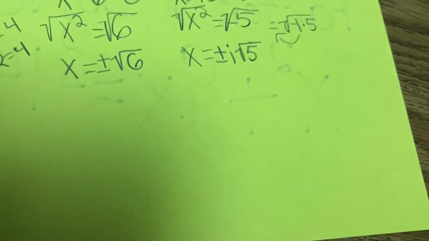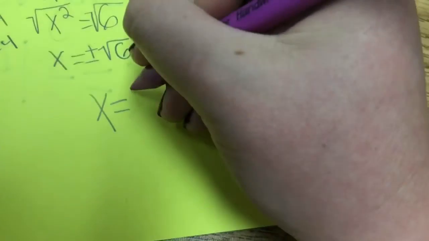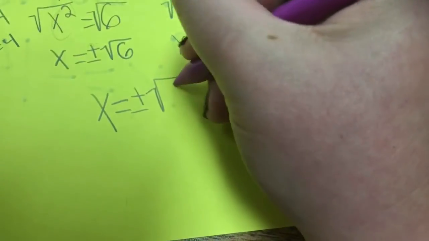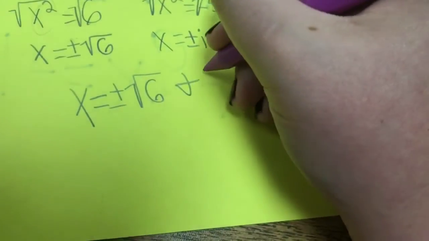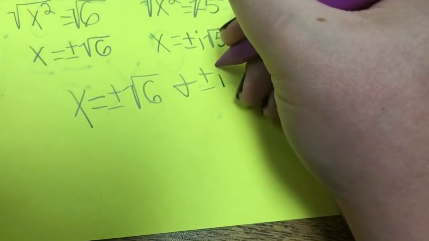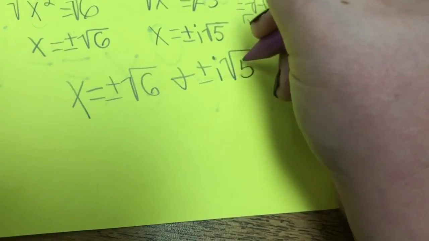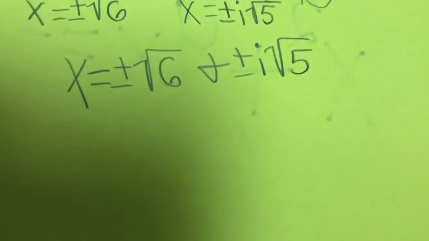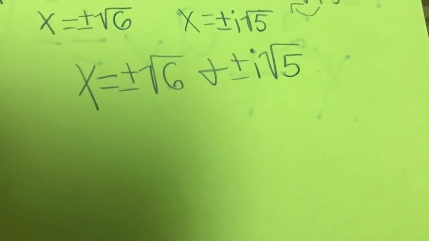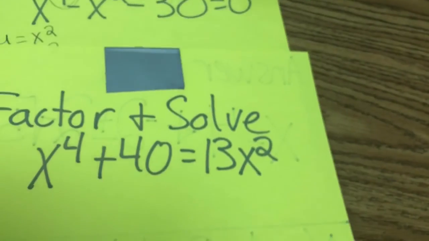So if you're looking for your answer in the scavenger hunt, it is x equals plus or minus the square root of 6 and plus or minus i times the square root of 5. That should have been your answer. This should have been found on our very last one, which is your number 12.